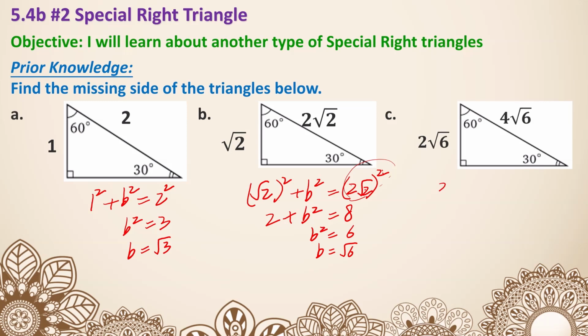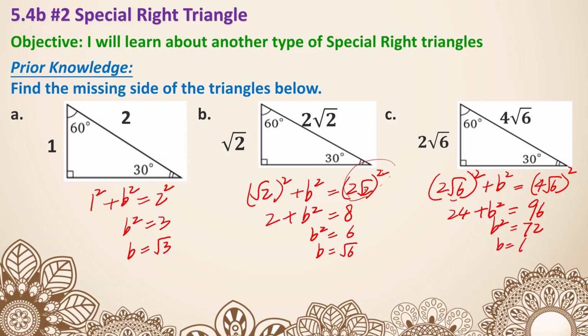Next, 2 square root of 6 being squared plus b squared equals 4 square root of 6 being squared. 2 square root of 6 squared: the square root of 6 squared is going to give us a 6, and the 2 squared is a 4. So the 24 plus b squared equals 4 squared, which is a 16 times a 6, that is 96. So that makes b squared a 72. So b is 6 square root of 2.